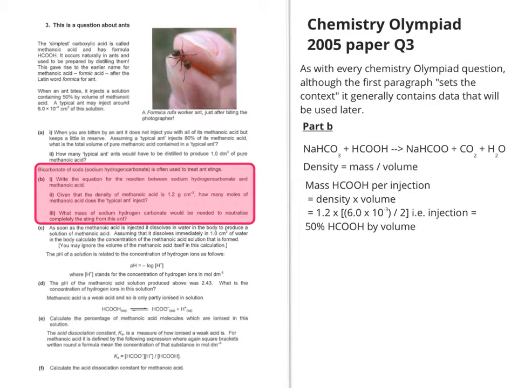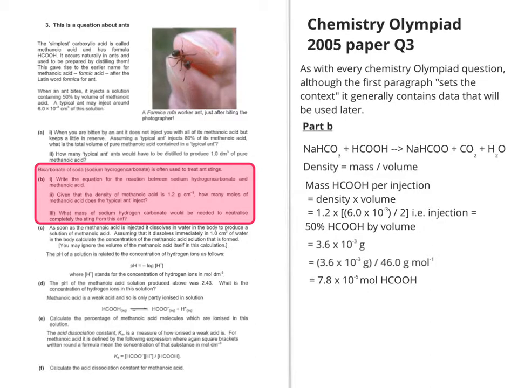If we're working out the mass of HCOOH per injection, we have to think about the fact that each injection is 50% by volume. Converting density and volume into mass means you multiply density times volume, and then you have to divide by 2 because then you're taking into account the 50% of methanoic acid by volume. That gives us 3.6 times 10 to the minus 3 grams, which when divided by the molar mass of methanoic acid gives us 7.8 times 10 to the minus 5 moles of methanoic acid.